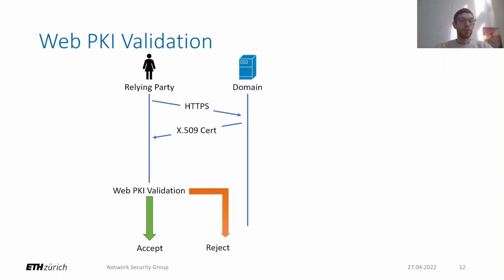Here you can see the regular Web PKI certificate validation. The relying party receives the X509 certificate from the web server during the HTTPS handshake, validates it, and either continues or aborts the HTTPS connection. In F-PKI, the relying party extends this validation process. The regular Web PKI validation is still performed identically, which means any certificate that is rejected by the Web PKI is also rejected by F-PKI.